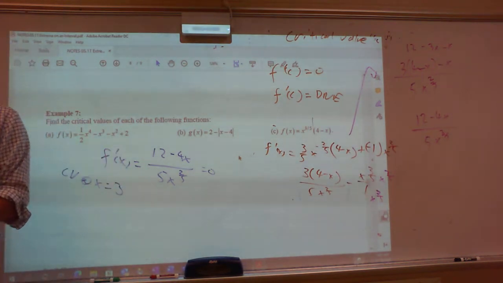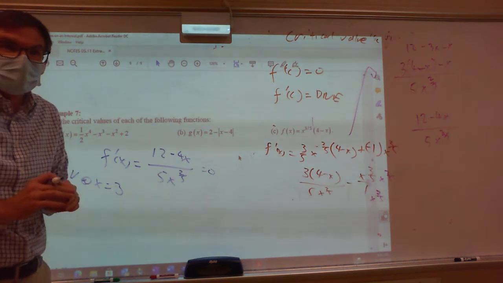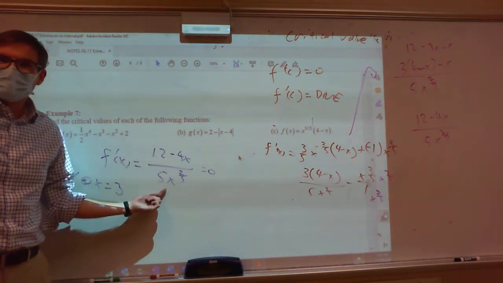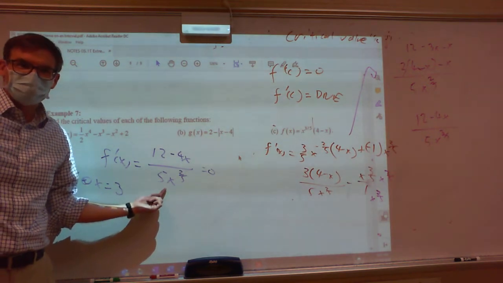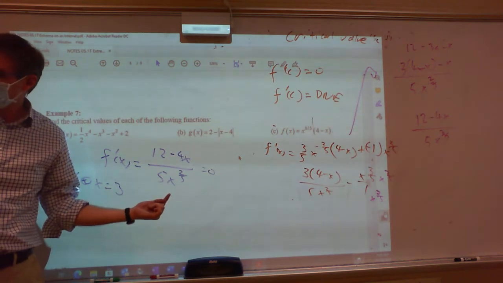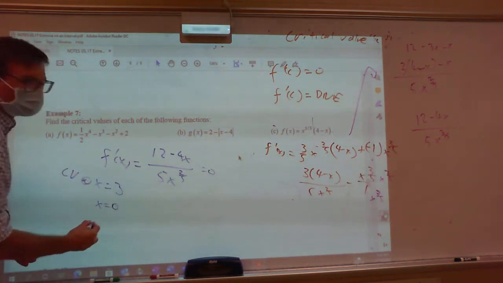Is there a place where the derivative is undefined? Is there a place where you're dividing by 0? What happens when x is 0? Oh, you divide by 0. You're dividing by 0. Is there a derivative? No. Everybody see that? Okay, so we also get a critical value at x equals 0.